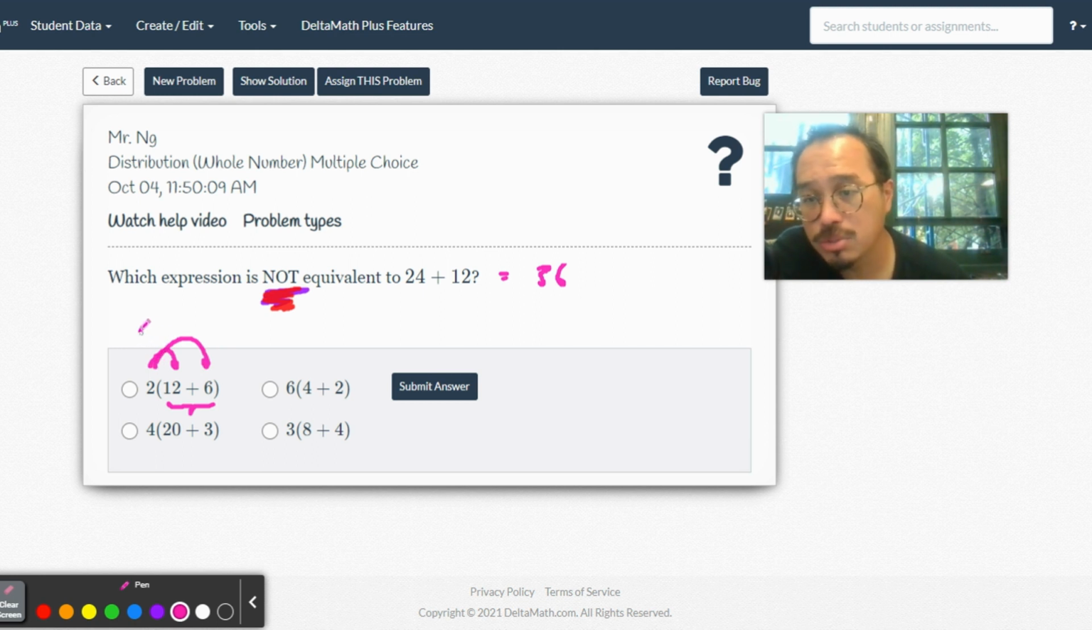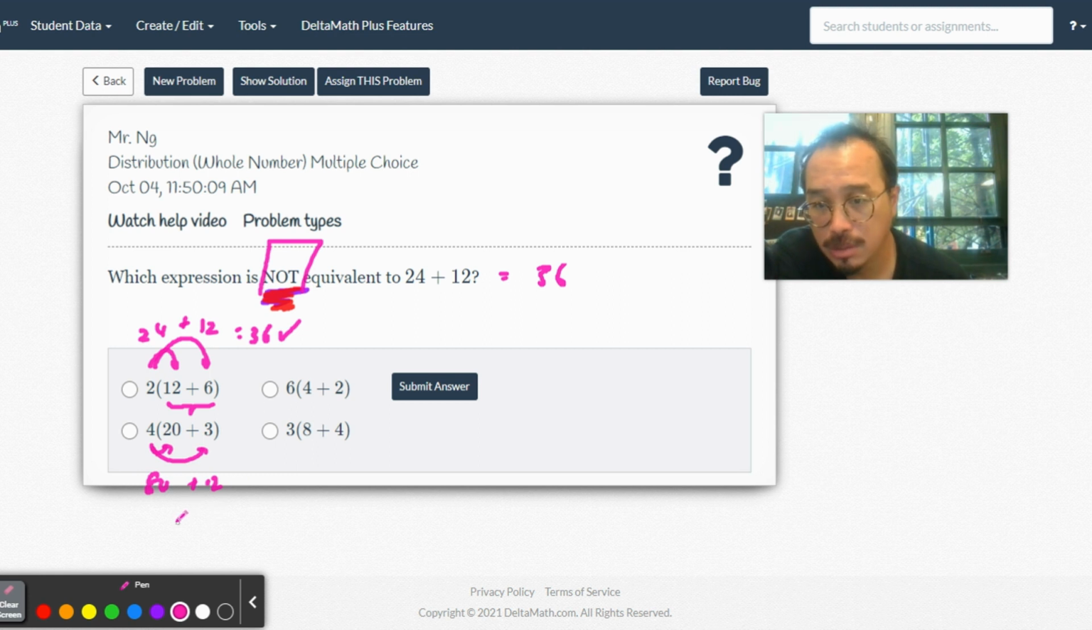2 times 12 is 24. 2 times 6 is 12. So 24 plus 12 is 36, that checks out. Now again, we're looking for the wrong answer. 4 times 20 is 80. 4 times 3 is 12. That is 92. So that's probably not it, but we should finish just to be sure, because if I made a mistake, I would also know. 6 times 4 is 24, 6 times 2 is 12. That's 36. That checks out.